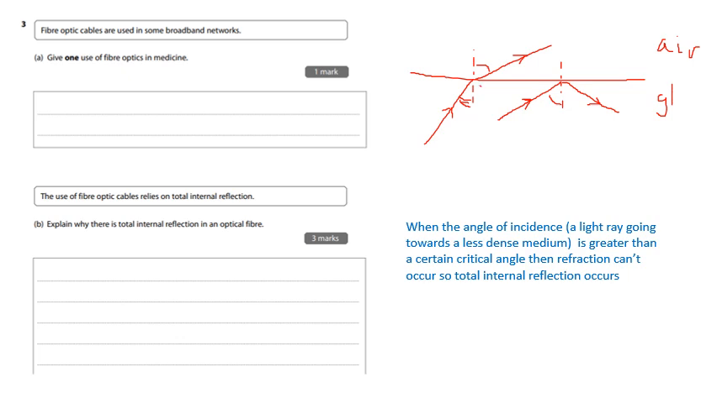Total, because we always get a little bit of reflection. There's always a little bit of partial reflection. But this is total, it's internal because it's inside the glass, and it's reflection. TIR, total internal reflection. My suggestion is you learn my answer. If you want to do a little diagram to go along with it, great. I mean, there are 3 marks for it.